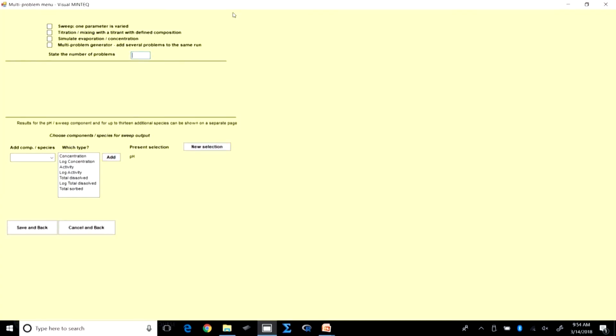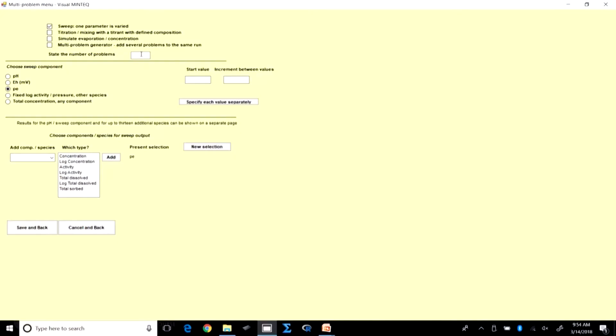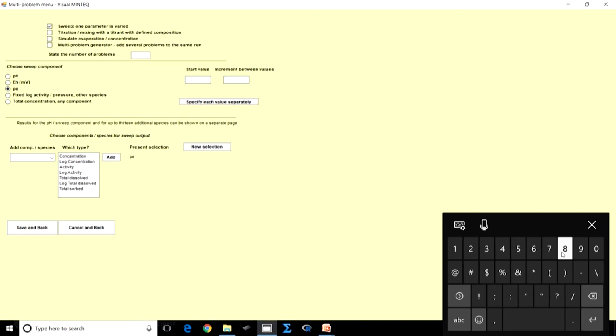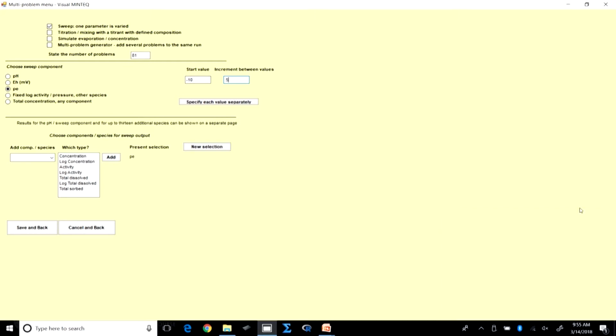And for that obviously vMinTech has this particular option, as we are aware of, the sweep option, I guess, right, where one parameter is varied, and here I am going to vary the PE, I guess, right. So let's say I am going to go from minus 10 to I guess 30 PE, let's say, right. So I am going to have, say, number of problems is 81, start value is minus 10, right. Increment between values is, what do we say, 0.5, okay, till 30, so it's 2 times, okay, right, that's still 81, okay.